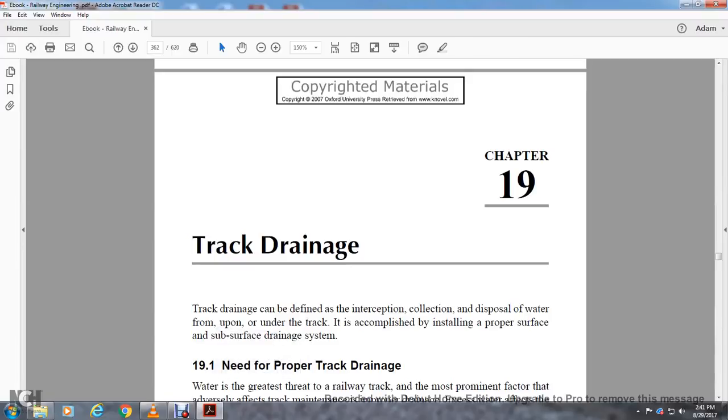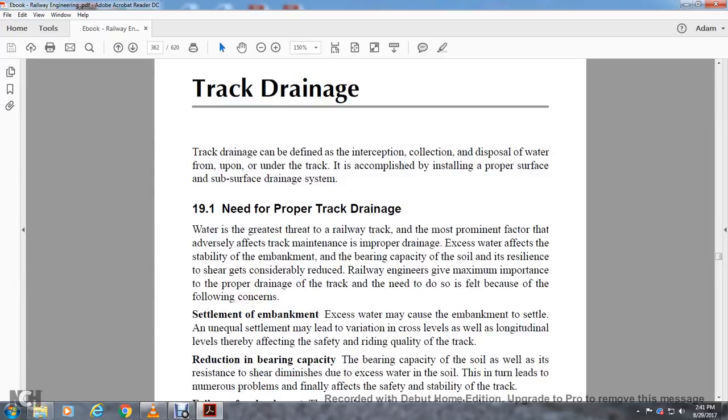Alright, Chapter 19, track drainage. Track drainage can be defined as the interception, collection and disposal of the water from above and under the track, accomplished by installing the proper surface and subsurface drainage system. Need for proper track drainage.